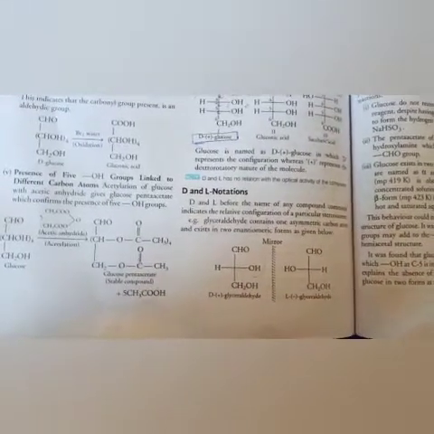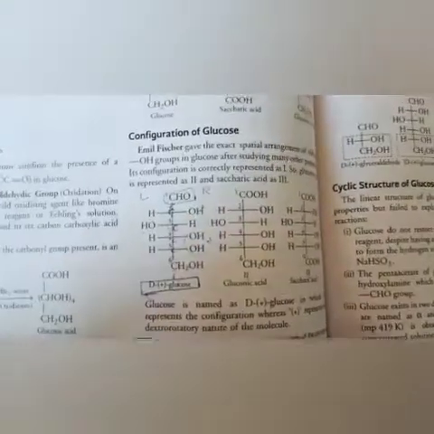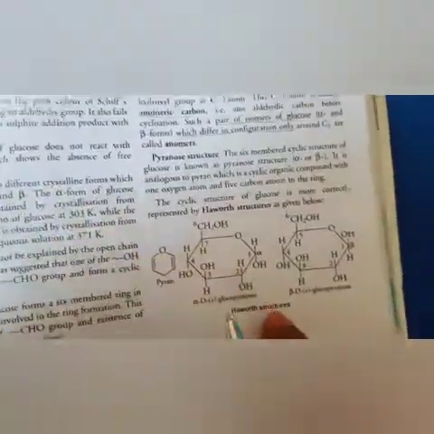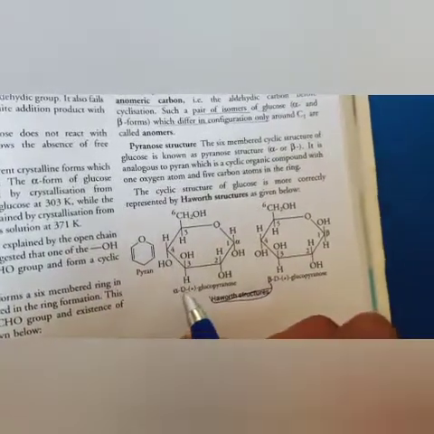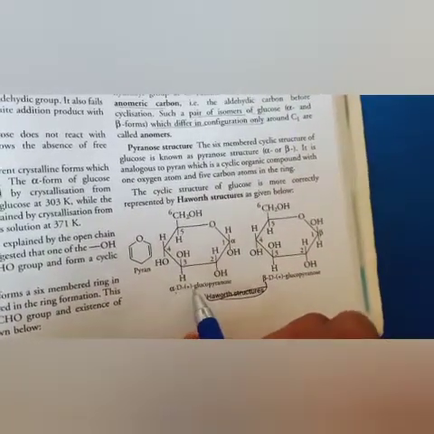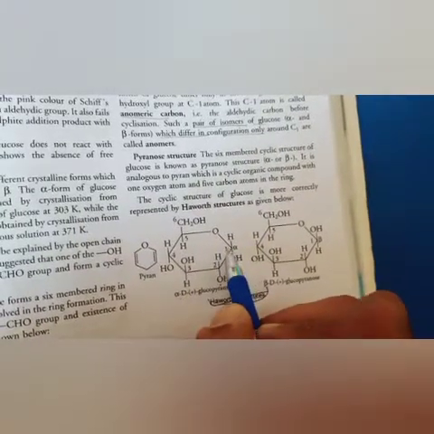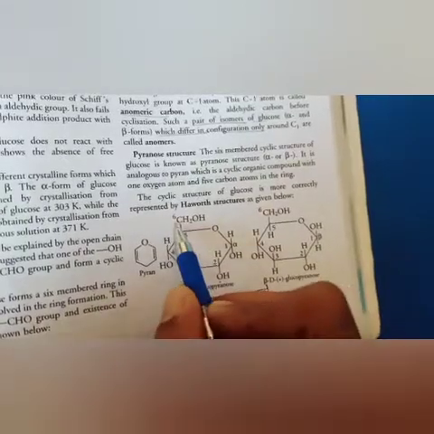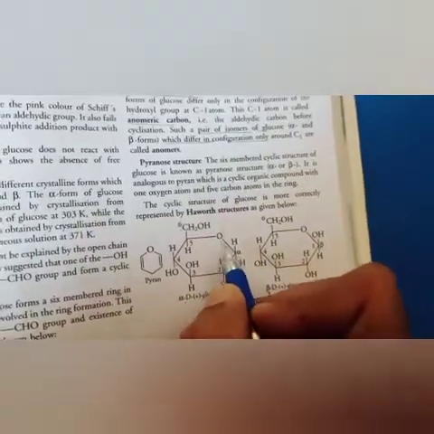Okay. In a similar way, when we talk about the cyclic arrangement, the cyclic structure of glucose is somewhat like this. This is called the Haworth structure. Now if you see dextroglucopyranose, it is the same. Carbon number 1, carbon number 2, carbon number 3, 4, 5 and 6. This is the sixth one. So you know very well, carbon number 1 has CHO.